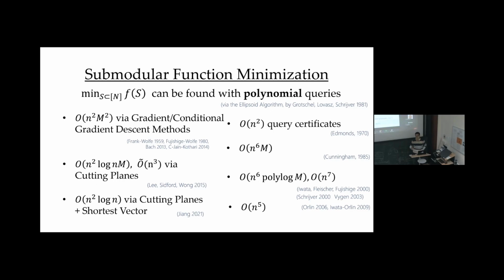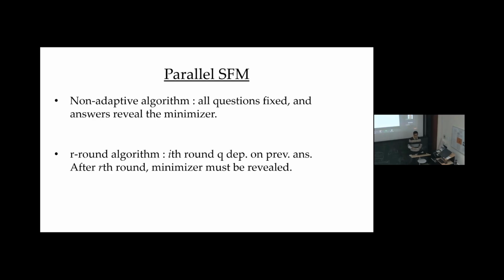But we are not going to talk about the query complexity of submodular function minimization in this model. Rather, this talk is about parallel SFM. So the whole problem is via query access. And whenever you have query access models, there's a question of the rounds of adaptivity. So a non-adaptive algorithm for any query access model, in particular for SFM, will ask all the questions. The questions are fixed, and given the answers, the answers should reveal the minimizers. That's a non-adaptive algorithm.